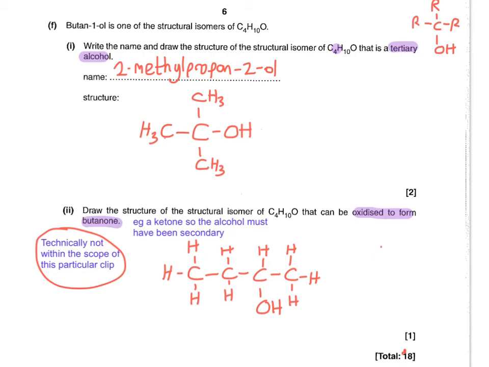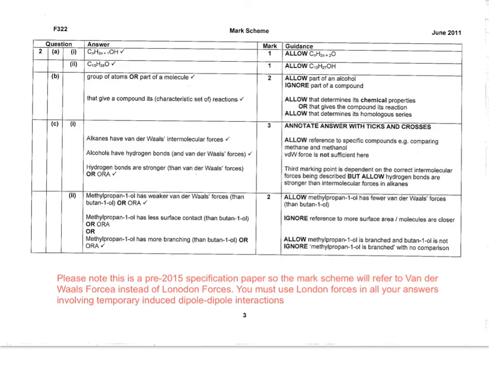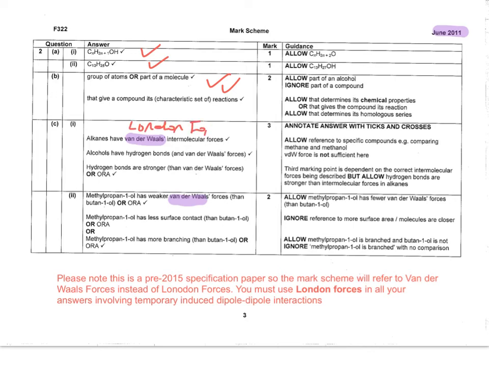So now let's go and have a quick look at the mark scheme. You might notice that in the mark scheme they're talking about van der Waals forces. This is a pre-2015 specification paper, so the mark scheme will talk about van der Waals forces instead of London forces. You must use London forces in all your answers involving temporary induced dipole-dipole interactions. It's really important. So let's quickly whiz through. We got our 2 marks here, and we'd already worked out our general formula and deduced the molecular formula. So here we're saying London forces instead, just like I've said. But apart from that, we did get the mark.